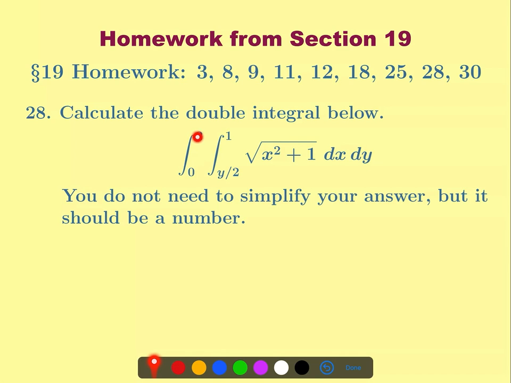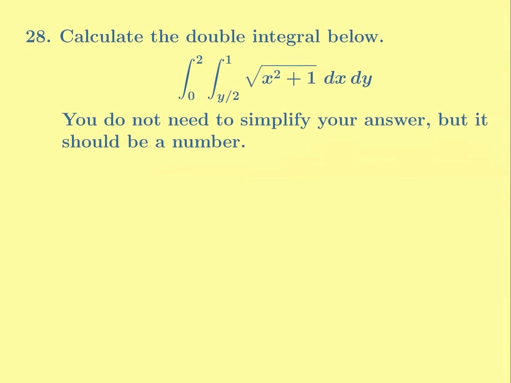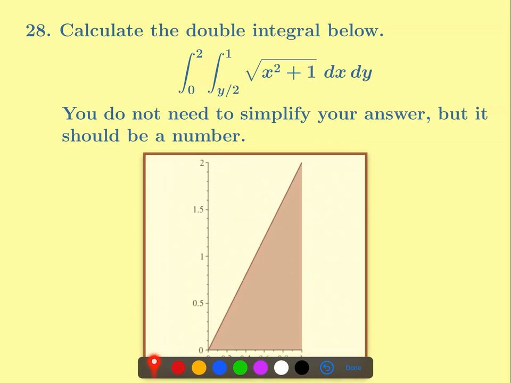What is this region we're integrating over? Y is going from 0 to 2. For each fixed y, x is going from y over 2 to 1. X equals y over 2 is the same as y equals 2x. That's just a line with slope 2 going through the origin. So the picture looks like this.